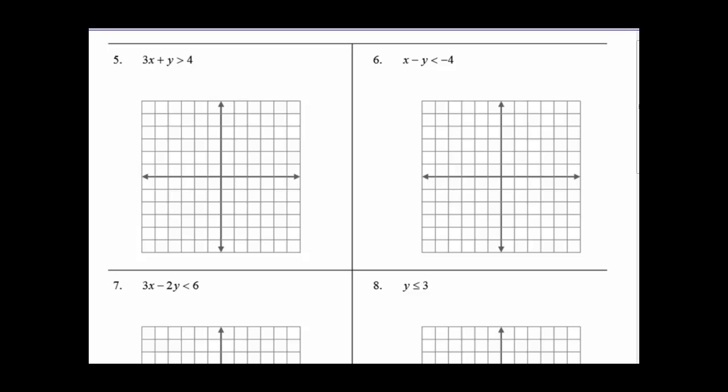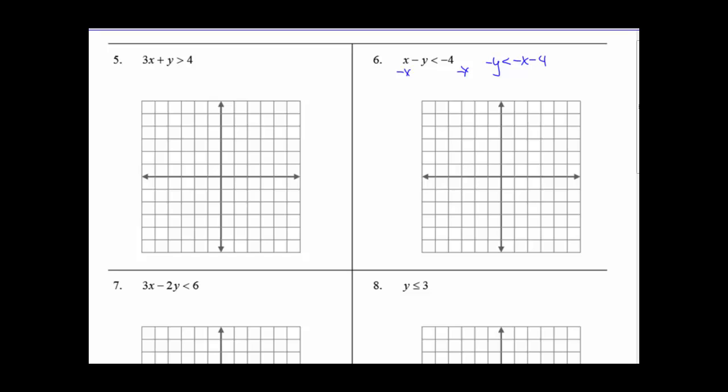Now we're going to look at number 6. Okay, now we have x minus y is less than -4. So we again need to solve for y. We're going to put it in slope-intercept form. So if we subtract the x, we're going to get -y is less than -x minus 4.